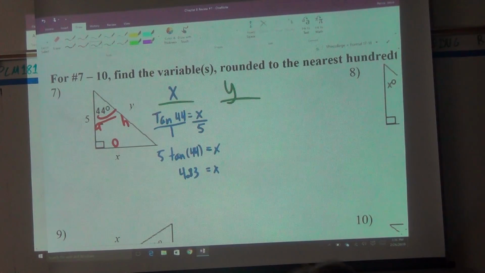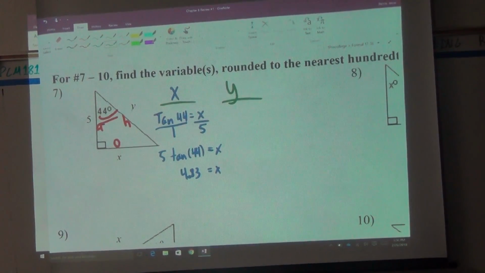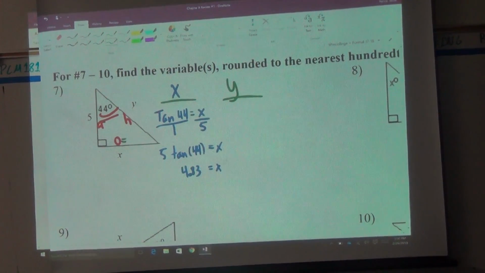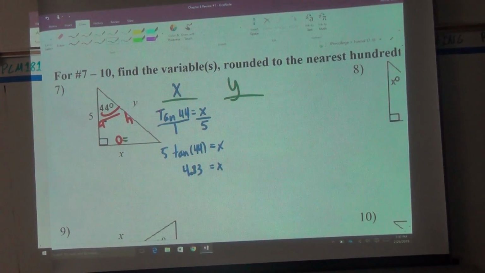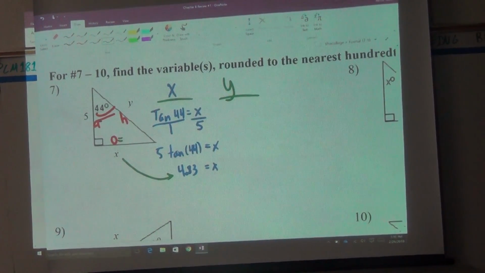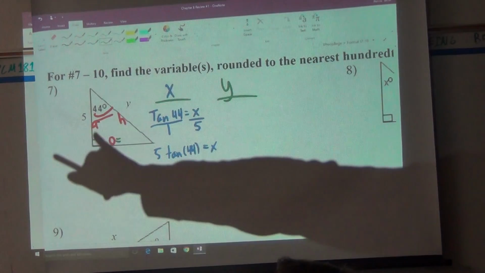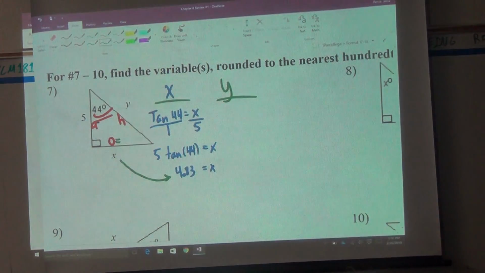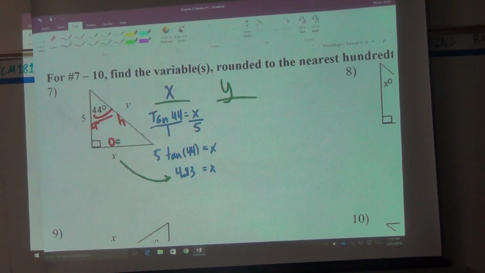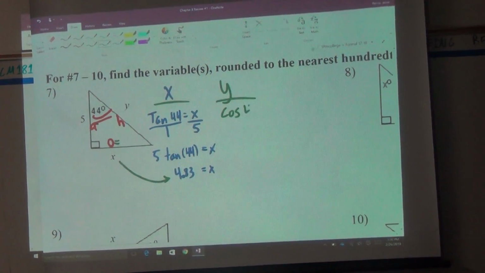Here we go with y. Now even though we now know that the opposite side, the x, is 4.83, we don't want to use that number. We want to use the 5. So the trig function that involves a and h would be, together? Cosine. Very good. Cosine of 44 equals 5 over y.